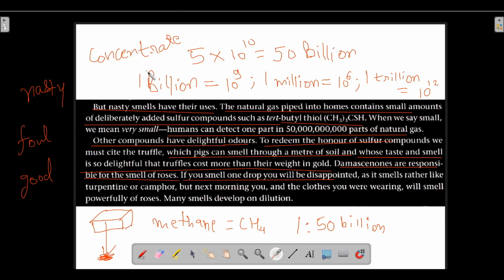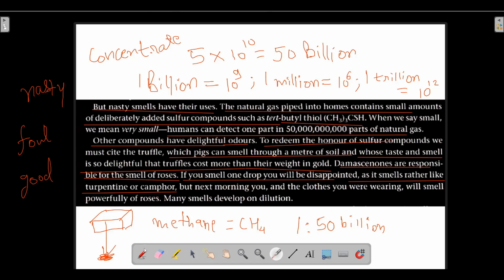When you take a single concentrated drop of Damascenone liquid, you will be disappointed because it smells rather like turpentine or camphor. It doesn't smell good. Turpentine and camphor are also organic compounds, so it smells like that.